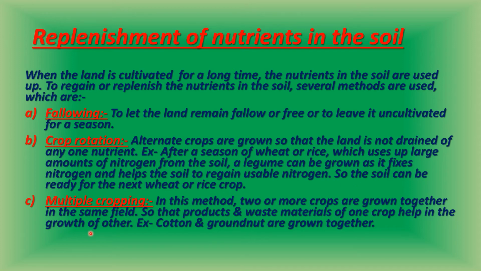Okay, third one is multiple cropping. Multiple cropping is in which two or more crops are grown together. आपने देखा होगा कुछ फील्ड ऐसे होते हैं, उसी फील्ड में कहीं पर एक टाइप की क्रॉप ग्रो करा दी है, कहीं पर दूसरी टाइप की क्रॉप ग्रो करा दी है, कहीं पर तीसरी टाइप की क्रॉप ग्रो करा दी है. So this is the method in which two or more types of crops are grown together in the same field, so that products and waste materials of one crop can help in the growth of the other.